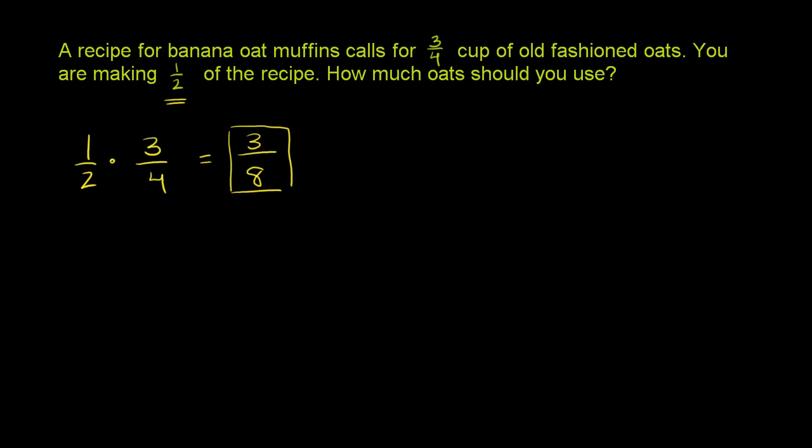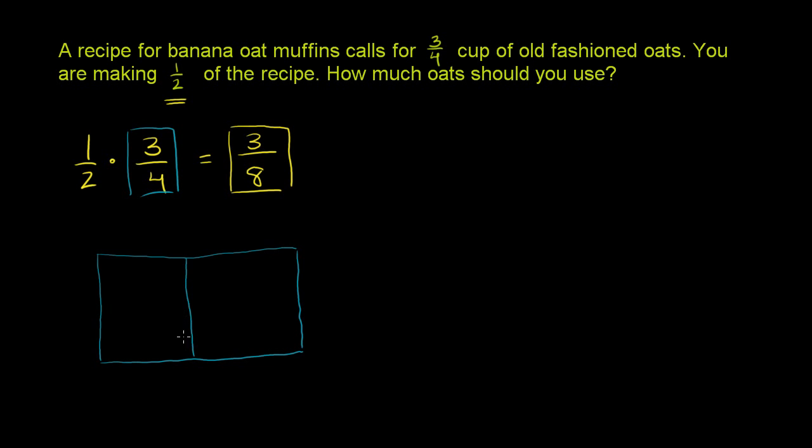Let me draw what 3/4 looks like, or essentially how much oats you would need in a normal situation, if you're doing the whole recipe. Let's say this represents a whole cup, and we put it into fourths. 3/4 would represent 3 of these. So it would represent 1, 2, 3. It would represent that many oats.